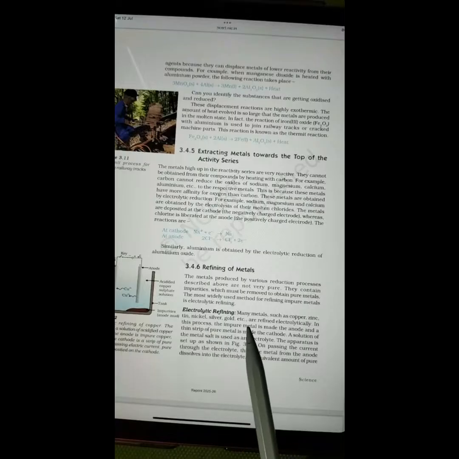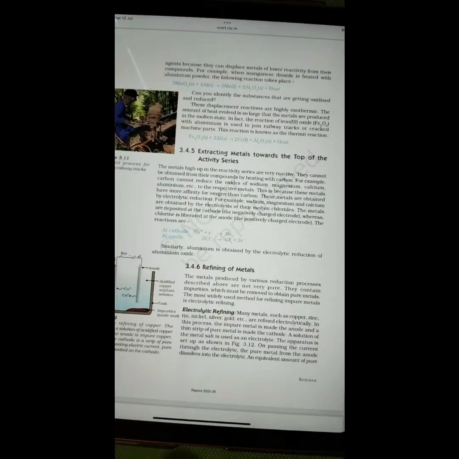In electrolytic refining, many metals such as copper, zinc, tin, nickel, silver, gold, etc. are refined electrolytically. In this process, the impure metal is made the anode and a thin strip of pure metal is made the cathode. A solution of the metal salt is used as an electrolyte. The apparatus is set up as shown in figure 3.12.